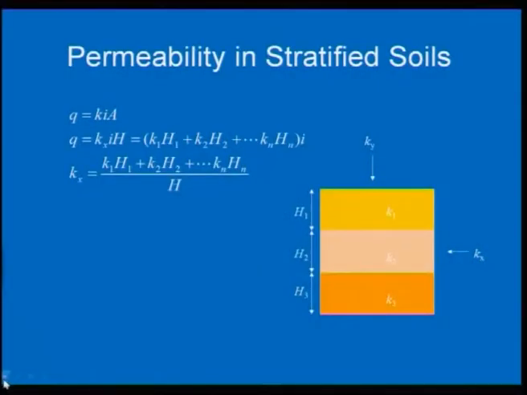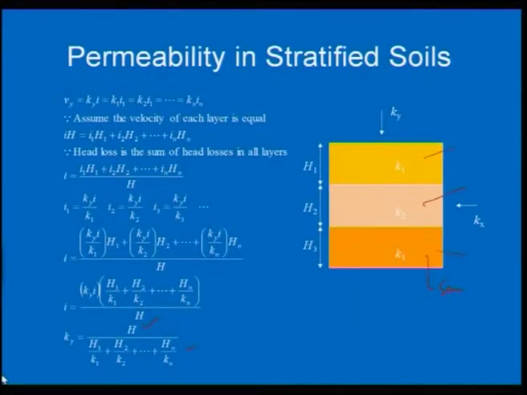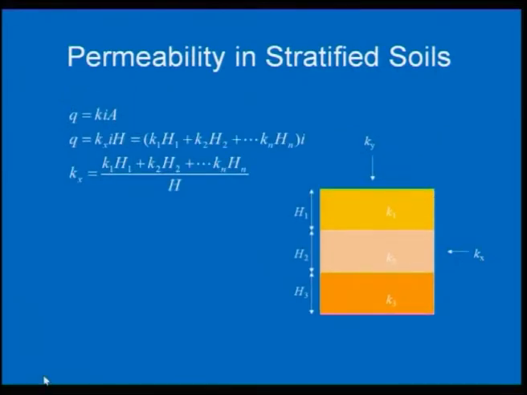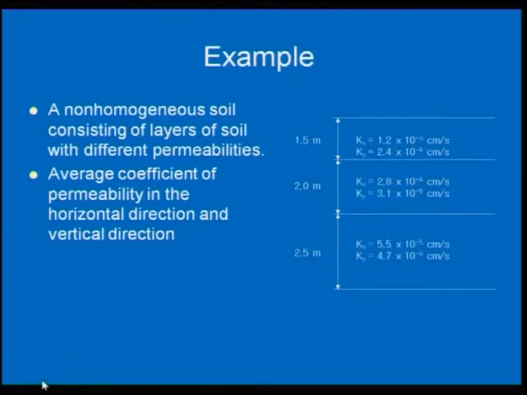If you look at both these formulas, one is your total height for the y direction divided by H1 by K1, H2 by K2, H3 by K3. The other is in the x direction, K1 H1 plus K2 H2 up to Kn Hn, divided by your total height. Now, another example: a non-homogeneous soil consisting of layers of soil with different permeability. The average coefficient of permeability in horizontal and vertical direction has been asked to find.